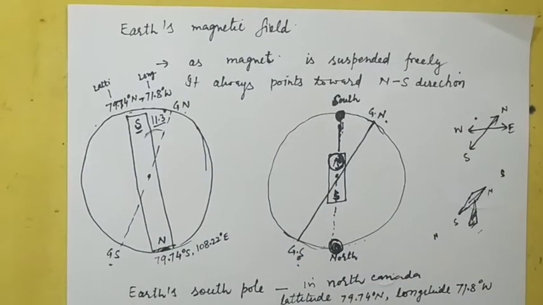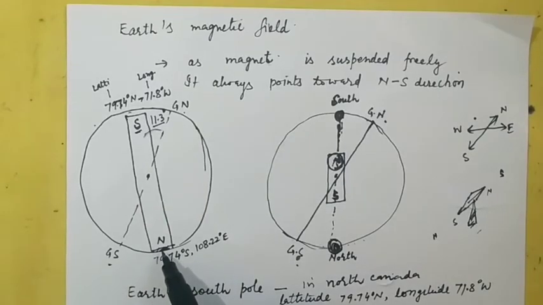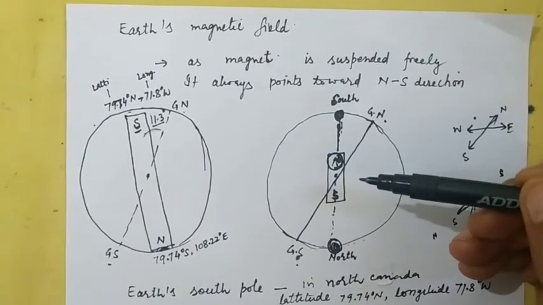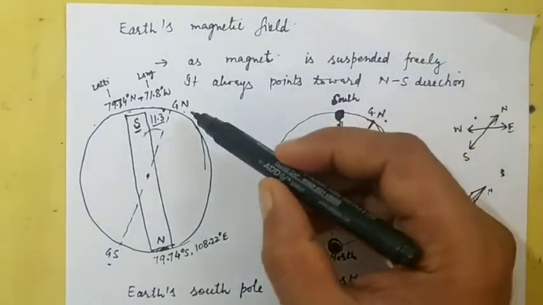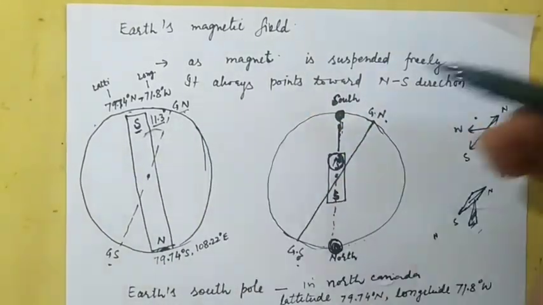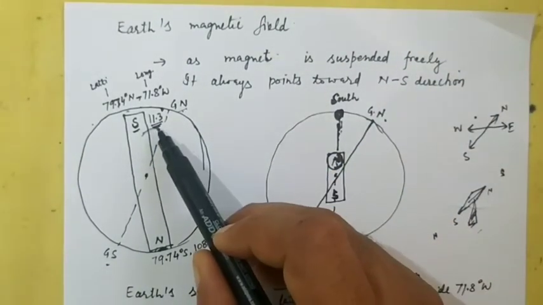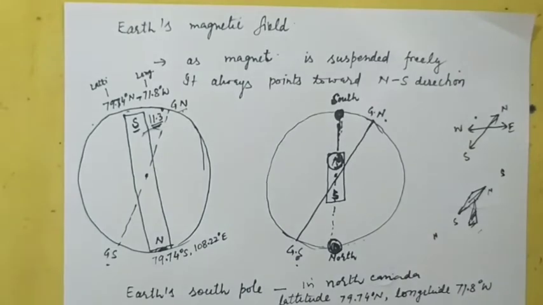It is further observed that the direction of the magnetic north and south pole of the Earth is not in the same line as that of the geographical north-south pole. It is tilted by a very small angle, that is 11.3 degrees.